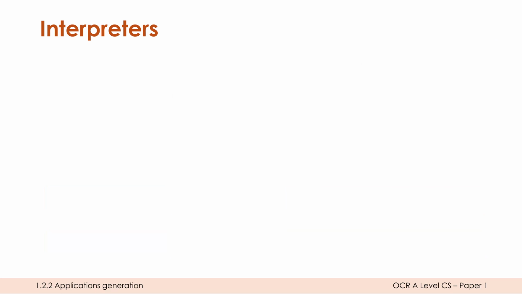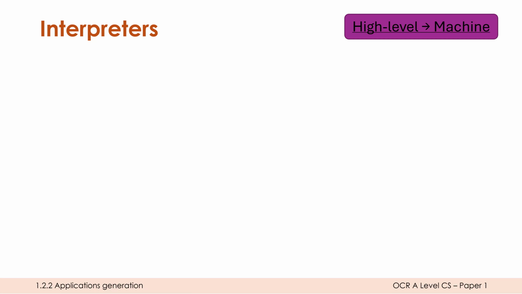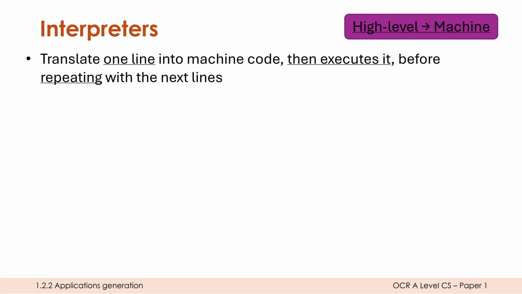The other two types of translator in this video go from high-level code, such as in Python or Java or C++, into machine code. Now, these translators have got more work to do because high-level code is much more detached from machine code than assembly code is. An interpreter is our first main type of translator. The way an interpreter works is it translates one line at a time into machine code, then immediately executes it before repeating with the next lines of code. So an interpreter works one line at a time.